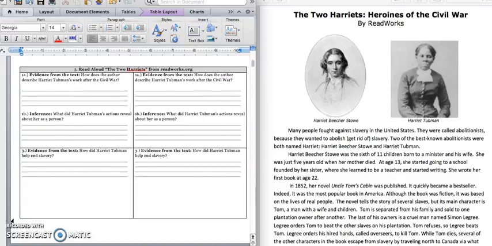Great, turn the page, and you should have your Two Harriets text out with the Two Harriets questions. So let's get ready to read. The first question I'm looking for is, how does the author describe Harriet Tubman's work after the Civil War?